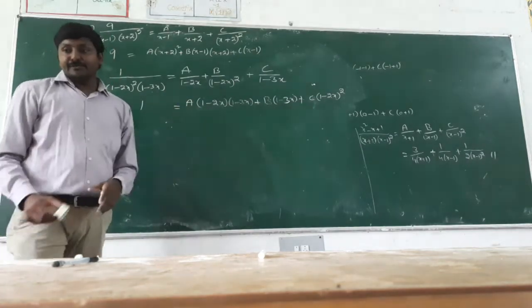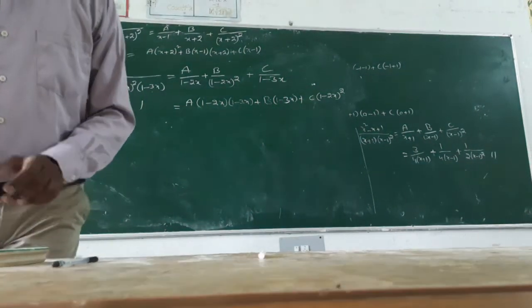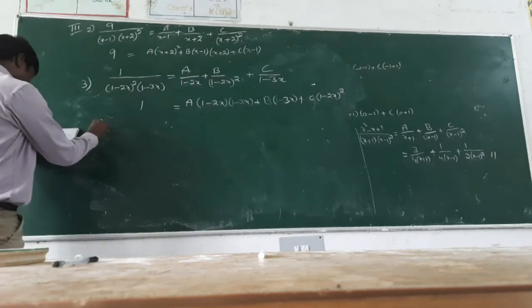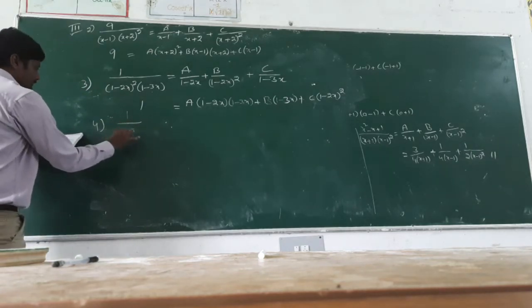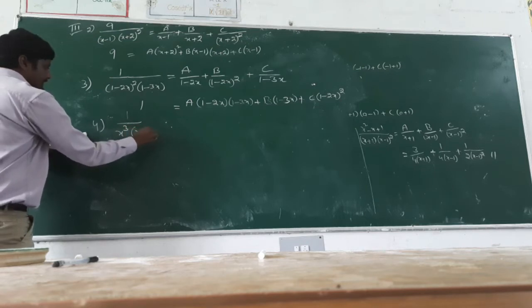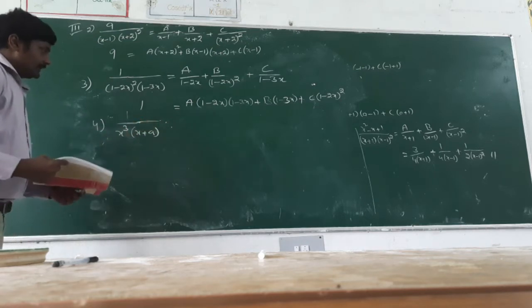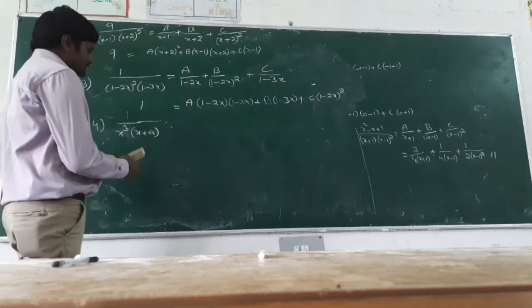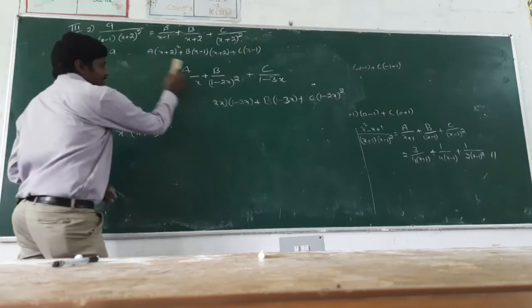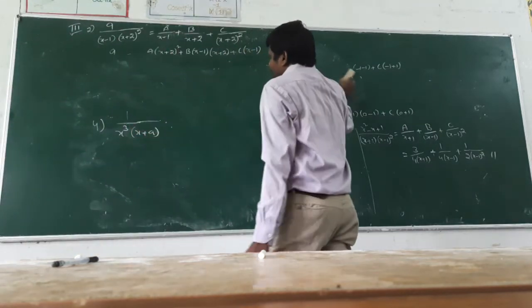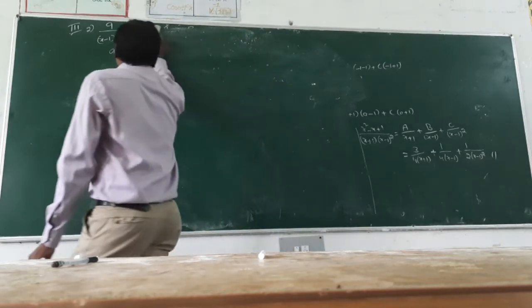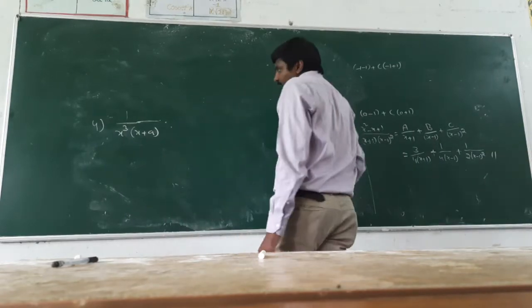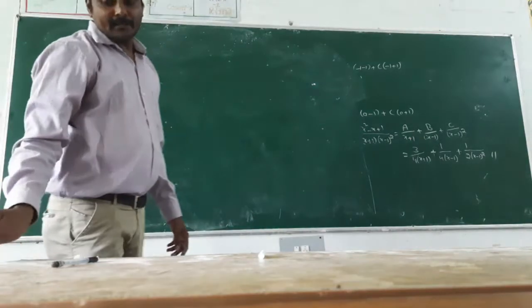Next problem, we continue. Next, the fourth problem: 1 by x cube into (x plus a). First, we observe whether it is a proper fraction or an improper fraction.